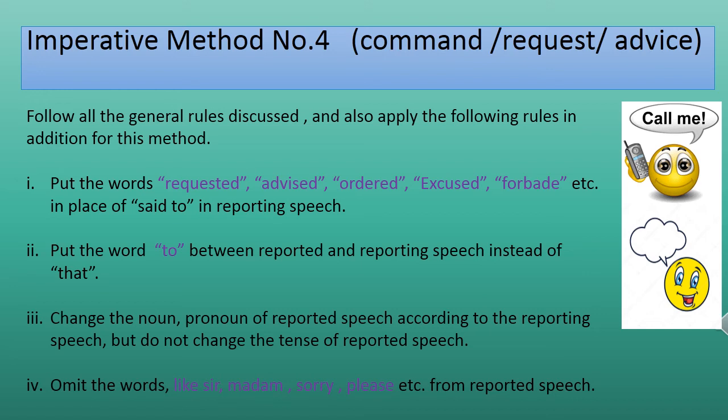Imperative method number 4. Follow all the general rules discussed, and also apply the following rules in addition for this method. Put the words requested, advised, ordered, excused, forbade, etc. in place of said to in the reporting speech. Put the word to between reported and reporting speech instead of that. Change the noun and pronoun of the reported speech according to the reporting speech, but do not change the tense of the reported speech. Omit words like sir, madam, sorry, please, etc. from the reported speech.